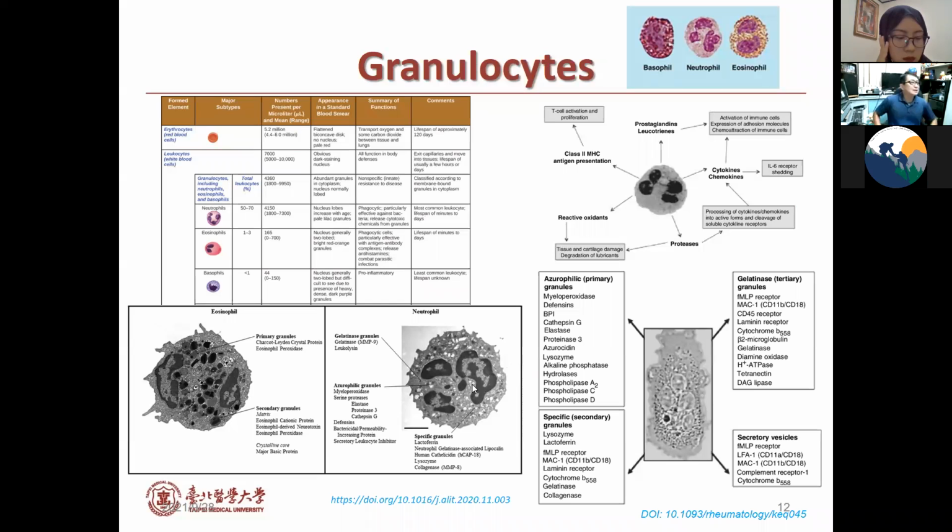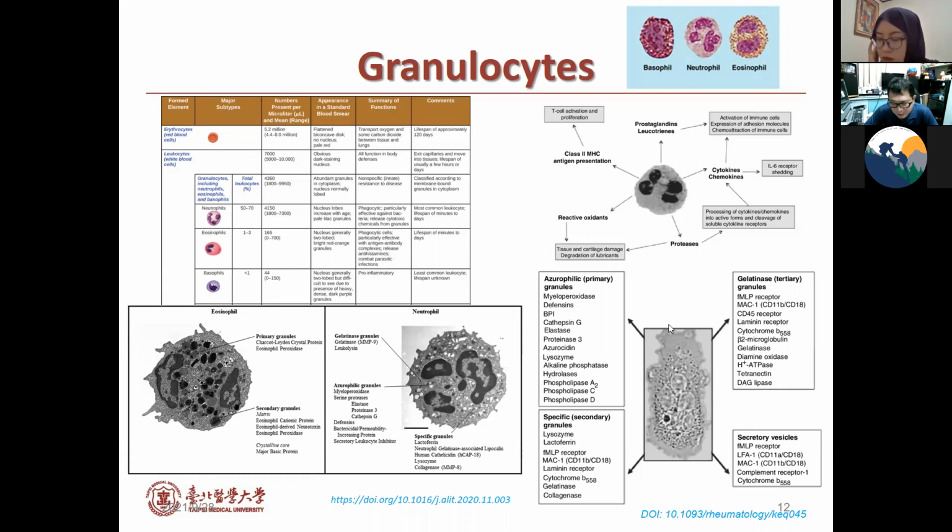Now, next slide, we are going to introduce three granulocytes: basophils, neutrophils, and eosinophils. The information here is a little bit small regarding their size and their function. There is little information regarding basophils, and the eosinophils are probably related to allergy.